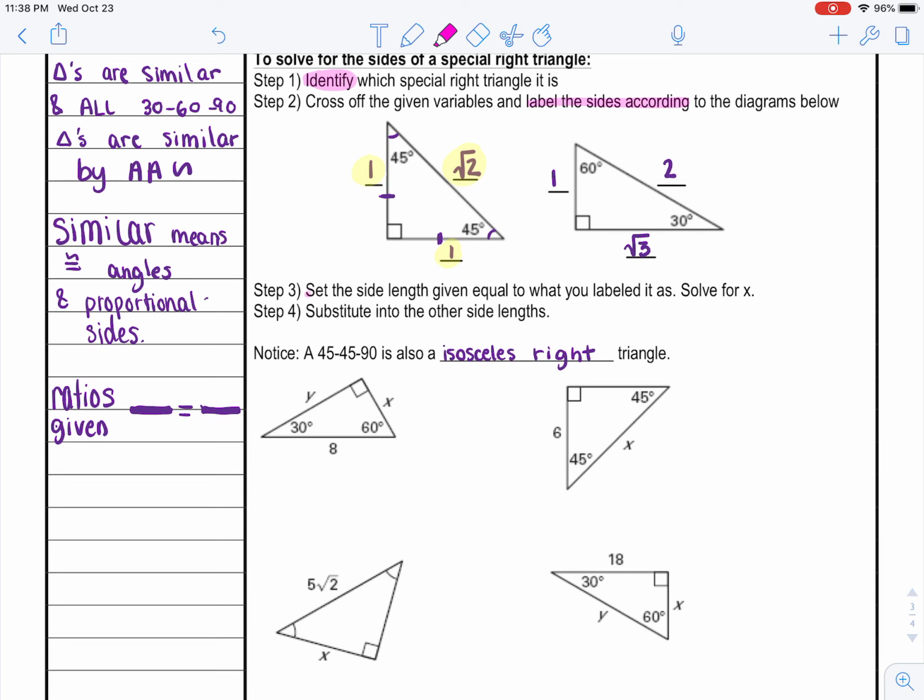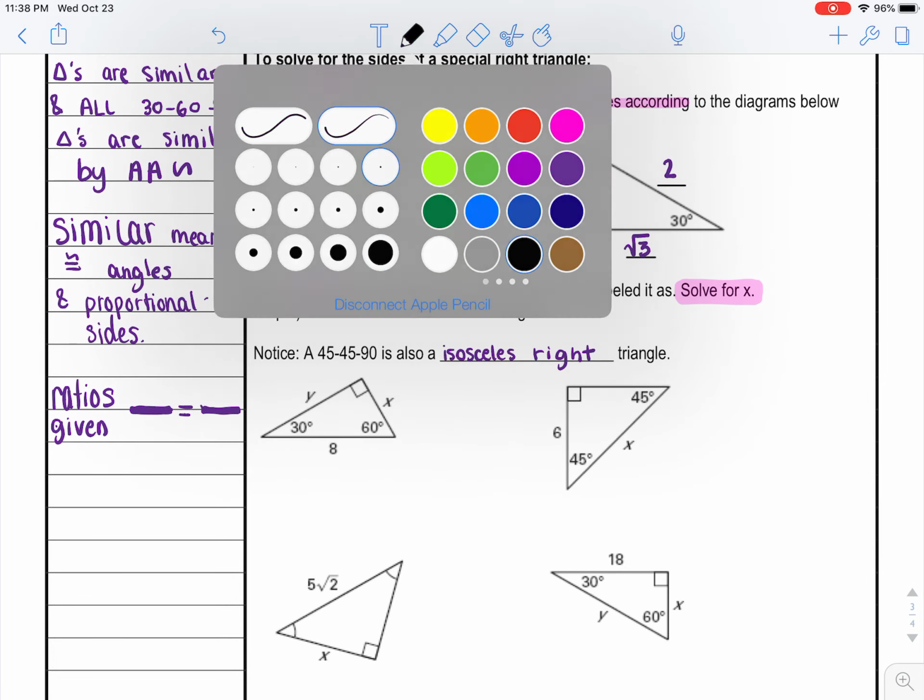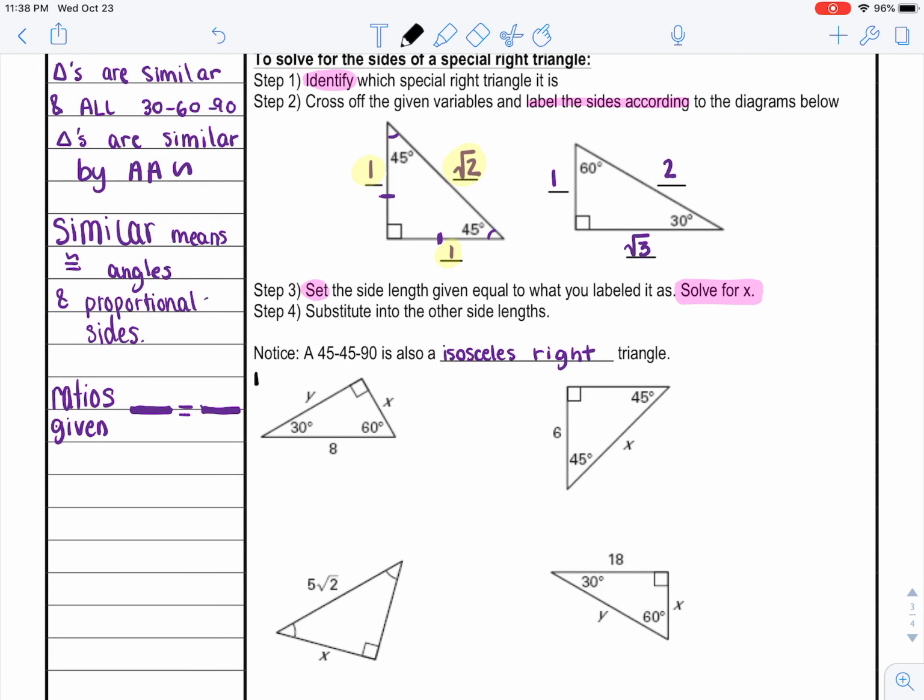And then we're going to set up a proportion. Once you set up your proportion, you can solve for x or solve for y, solve for your missing side. So we have these examples, Example 1, 2, 3, and 4. We're going to do 1, 2, and 3 together.